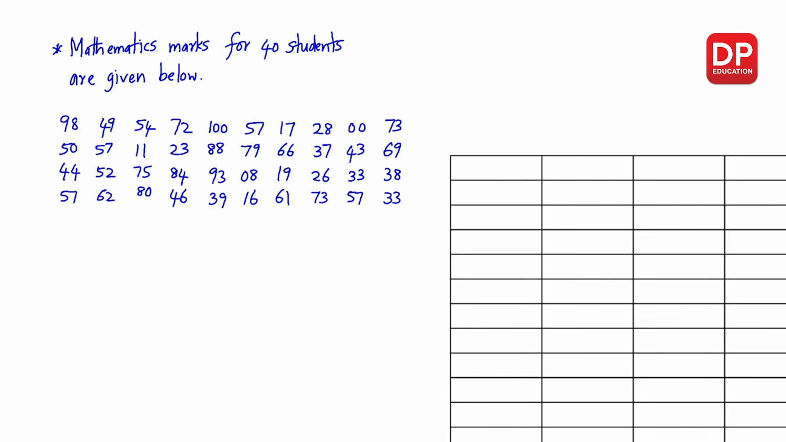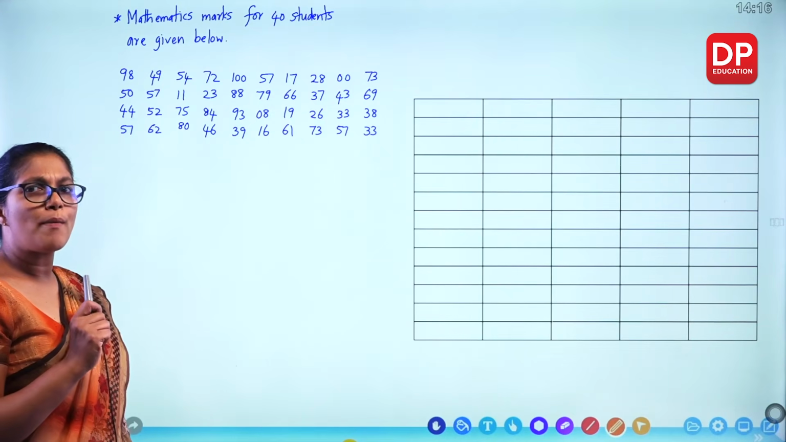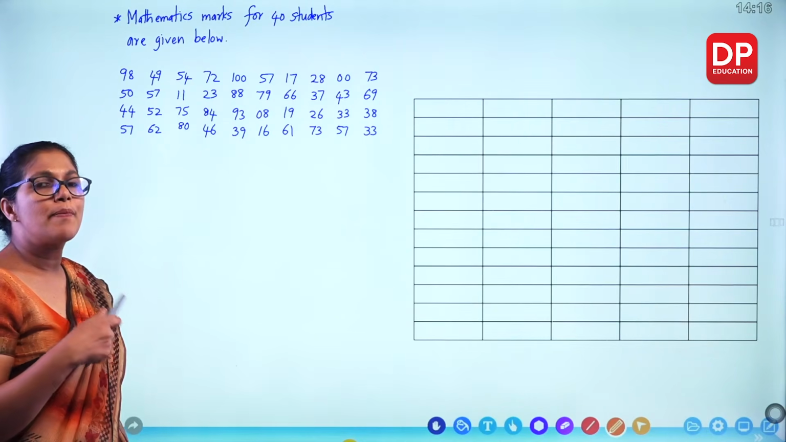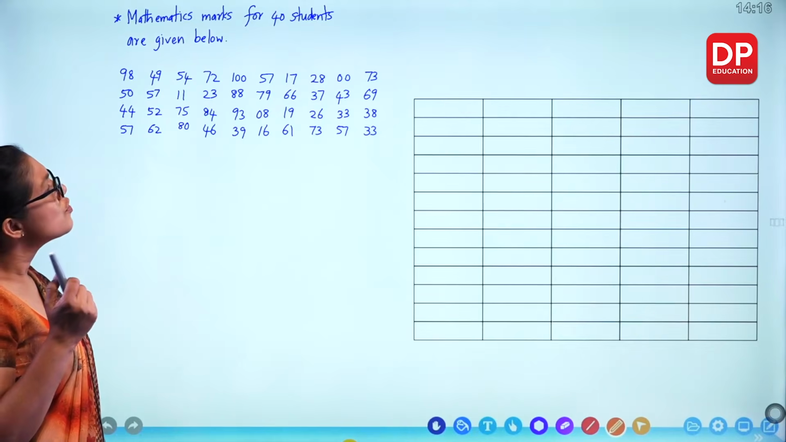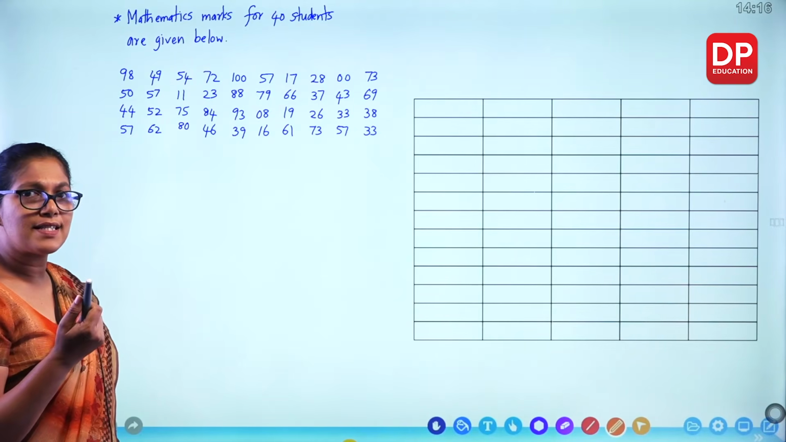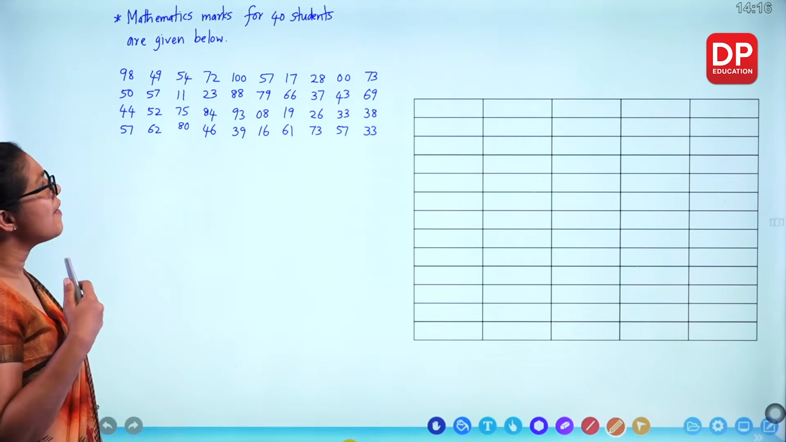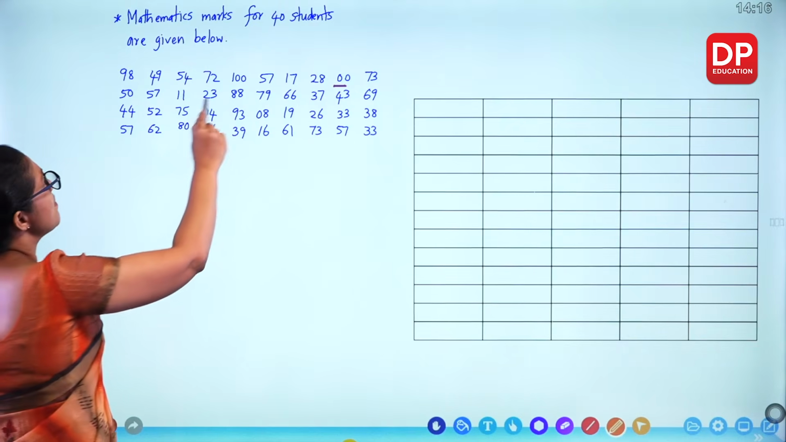Now look at this one. Mathematics marks for 40 students are given below. I told you when you take a data set, sometimes those are discrete, sometimes continuous. Maths marks are normally a continuous data set. So when you get a continuous data set, it's better to group the data into intervals. To create intervals, you have to find the minimum number and the highest number. So minimum is 0, maximum is 100.